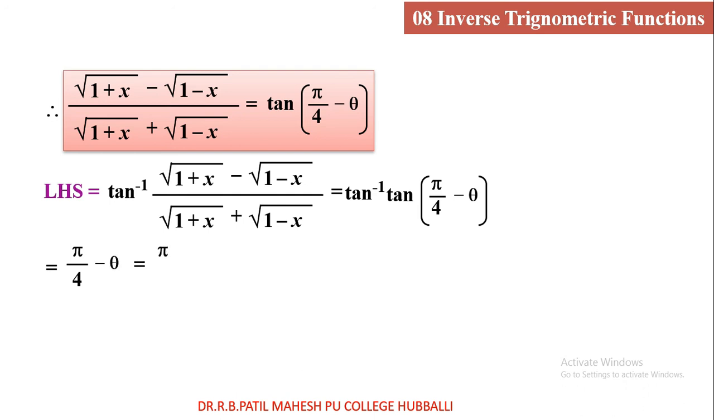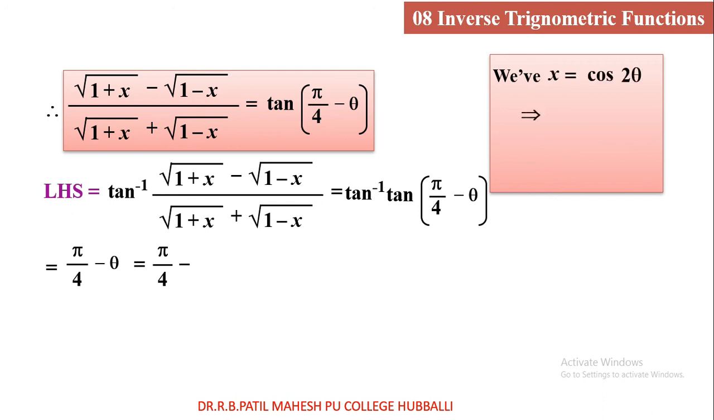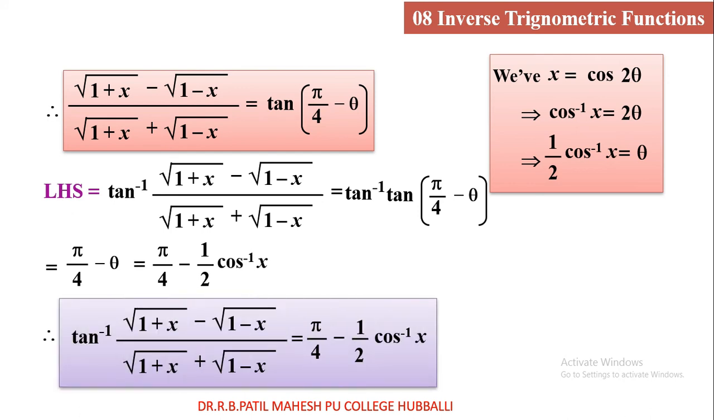Replace the value of theta, students. What is the value of theta here? Remember, we had x equal to cos 2 theta, cos will come to the left side, so cos inverse x equal to 2 theta, only theta you need, so theta is equal to 1 by 2 cos inverse x. So now I am going to replace theta as 1 by 2 into cos inverse x, and this is going to be your required proof. Hence we proved tan inverse of root of 1 plus x minus root of 1 minus x upon root of 1 plus x plus root of 1 minus x is equal to pi by 4 minus 1 by 2 cos inverse x. It is a lengthy problem, but try to understand it is purely based on the x equal to cos 2 theta substitution.